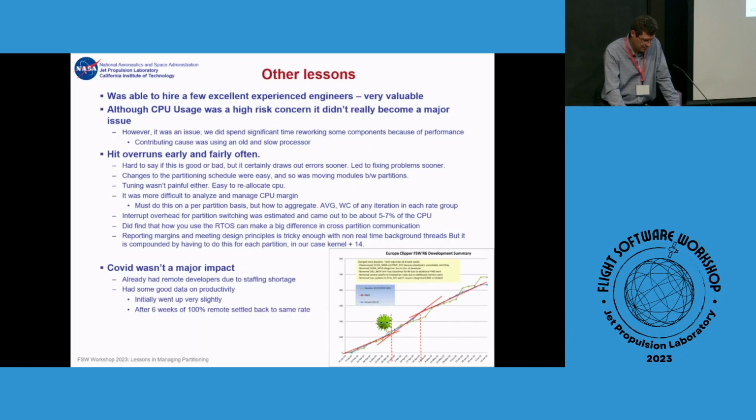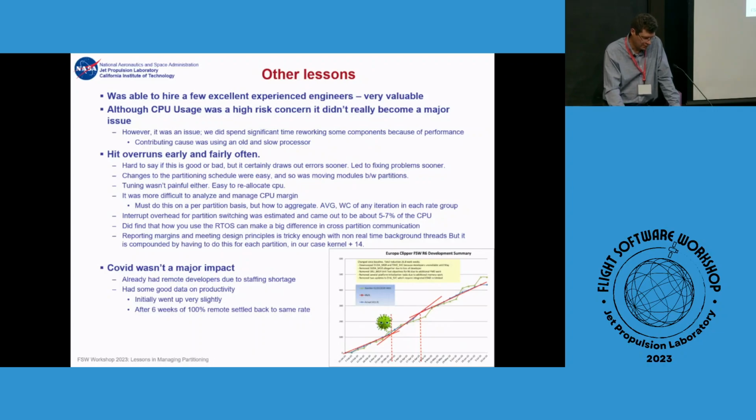I talked a little bit about CPU usage. It was a high risk concern, but it really didn't become a major issue. I already talked a little bit about how to report margins, because you have multiple components running at the same time. But again, a lot of that is we're trying to do all these things, but still with a really slow processor, relatively speaking. So that was probably the most challenging part of it, but we do think it's an investment that as the processor base increases, you can do a lot more with.